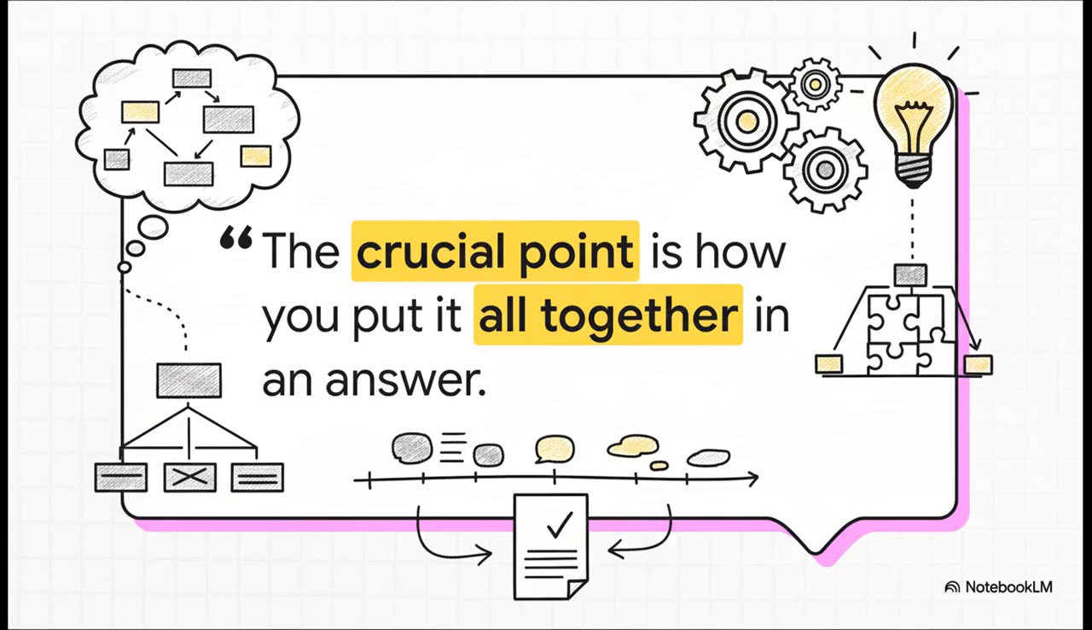But see, the crucial point is how you actually explain all this in an answer. It's not enough to just say, Lebensraum was important. You have to use the specific vocabulary from column 3 to explain exactly how and why it was so important.